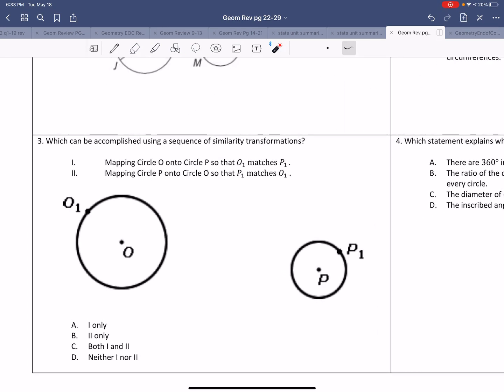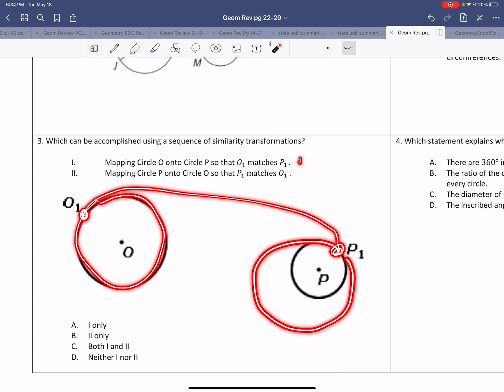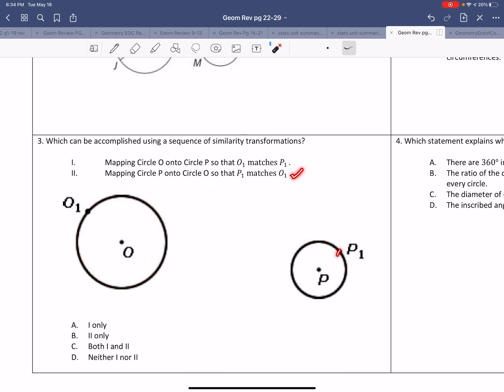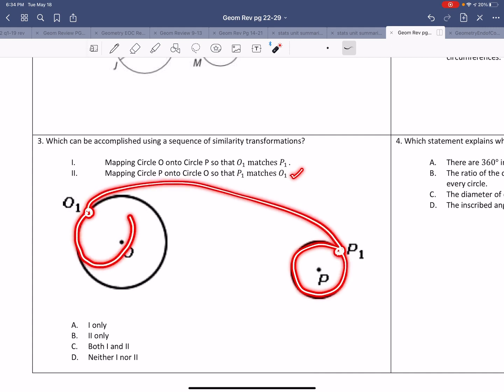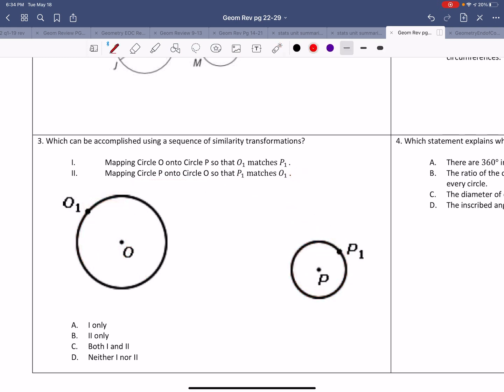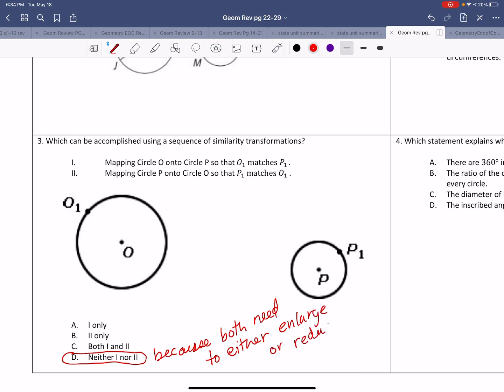So if I look at this question, mapping O and pulling this point over here and dropping it there on top would be good, but then I'd need to shrink it, and I don't see any dilation. The second choice says take this one, drag it over here, lay that on top, which would work nicely, but you need to dilate it, right? You'd need to blow it up. So I'm going to choose neither, because both need to either enlarge or reduce, blow up or shrink using dilation. So in order to prove that two circles that are different in size are similar, you need both a translation and a dilation. You've got to have both.